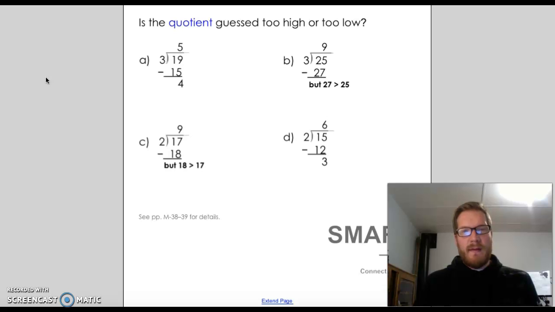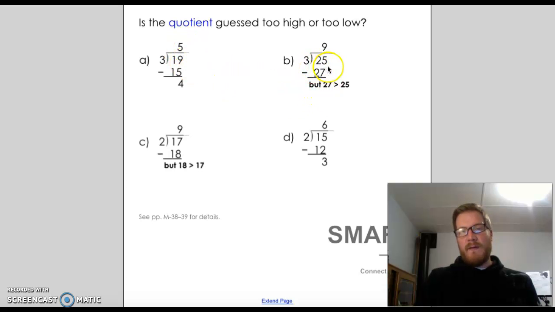First thing we're going to be doing is looking at whether or not the quotient guessed is too high or too low. A lot of times the best thing we can do is just try to guess how many times we think it's going to go in. Here's some pretty simple ones. 3 going into 19 5 times gives us 15 with a remainder of 4. When you get a remainder that is larger than the divisor, your estimate's too low. That should have gone up.